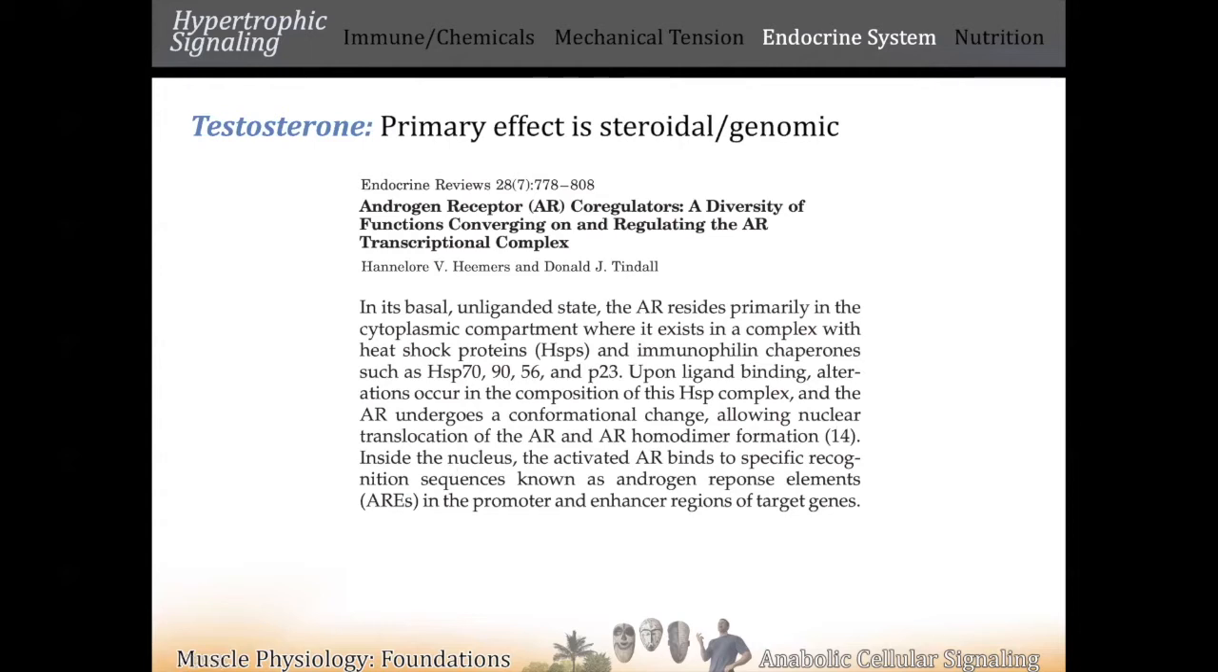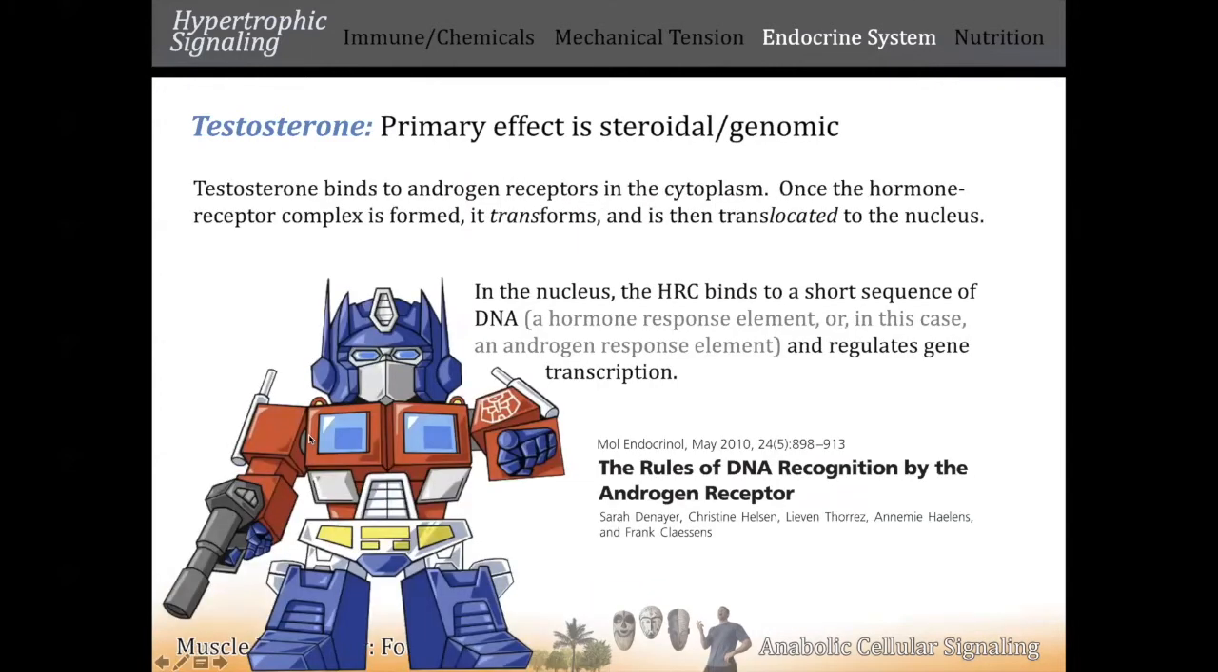So this receptor and testosterone complex is going to do a little bit of a shape change, like transform itself a little bit, and bind to the hormone response element, but it's an androgen response element, and it's going to regulate transcription. But I don't really care that much about that piece of testosterone.